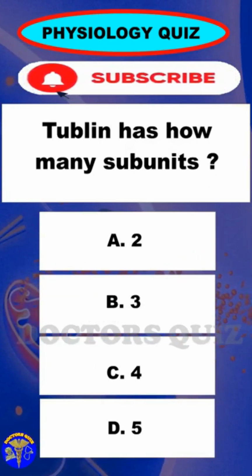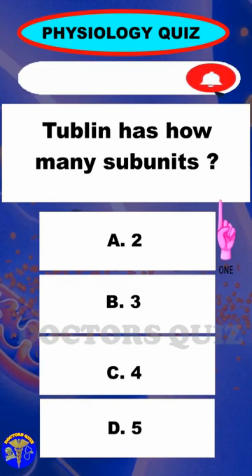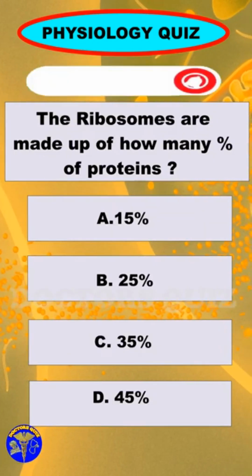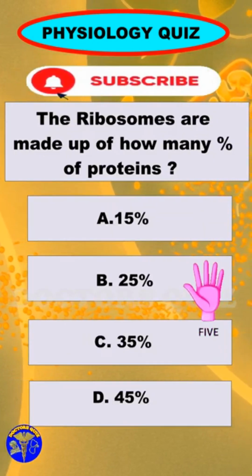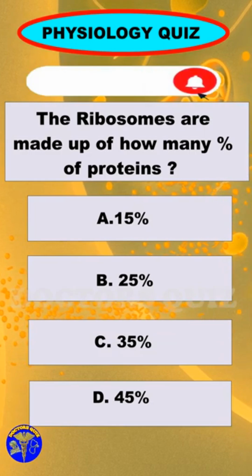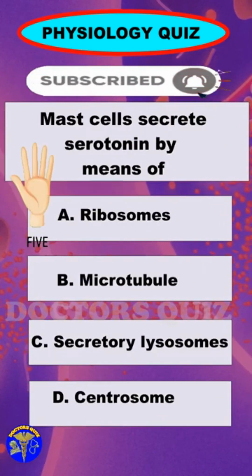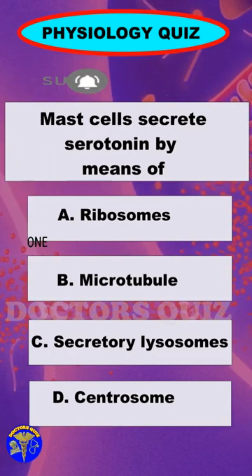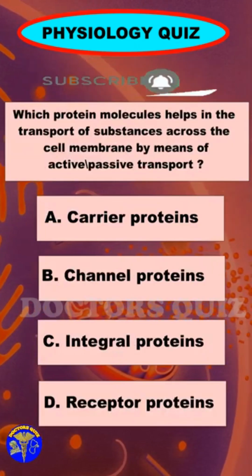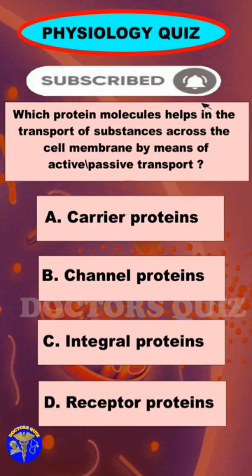Intermediate filaments are divided into how many subclasses? 5. Tubulin has how many subunits? 2. The ribosomes are made up of how many percentage of proteins? 35%. Mast cells secrete serotonin by means of secretory lysosome.